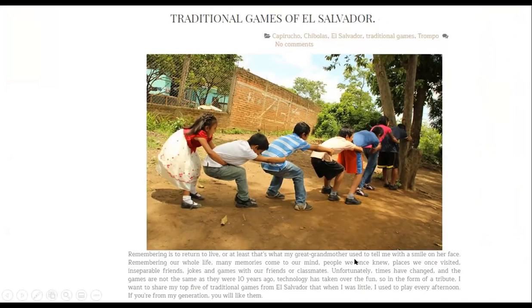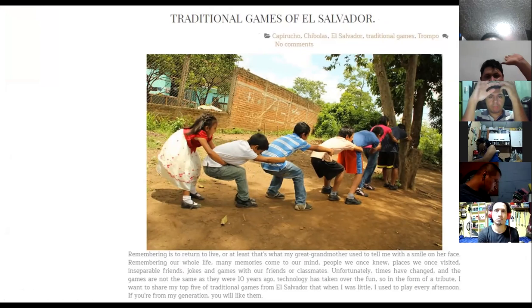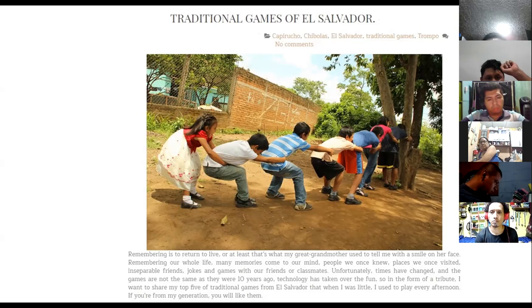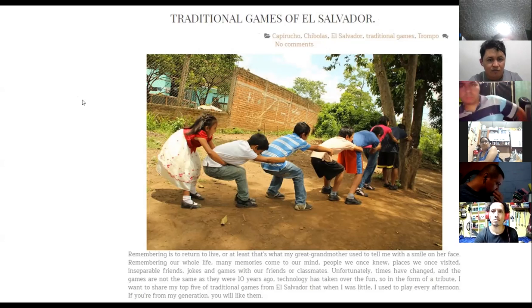Maybe you can read this, maybe you cannot, but if you're able to read this, can I have a volunteer, please, who can help me read this introduction, all right? Remembering is to return to live, right? Recordar es volver a vivir. That's what we have, this expression, mother. Or at least that's what my great-grandmother used to tell me with a smile on her face. O por lo menos es lo que mi bisabuela solía decirme con una sonrisa en su cara. Okay, that's what I'm saying over there. Can somebody help me, please, read this paragraph, if you don't mind? Pues, alguien me ayuda, por favor. Can somebody help me?